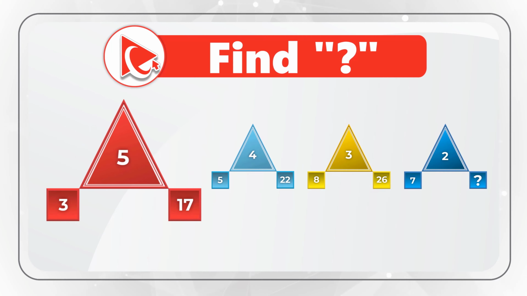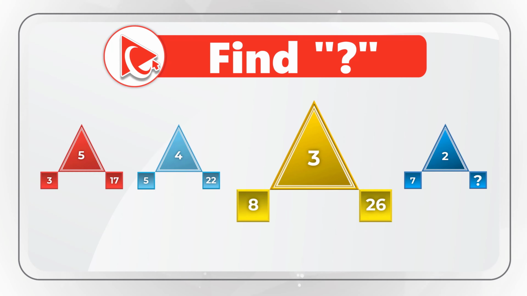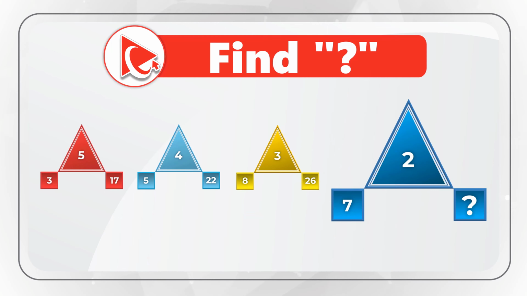The first object has number 5 inside the triangle, number 3 in the left square, and number 17 in the right square. The second object has number 4 inside the triangle, and numbers 5 and 22 inside the squares. The third object has number 3 inside the triangle, and numbers 8 and 26 inside the squares. The fourth object has number 2 inside the triangle, number 7 in the left square, and then comes the missing number inside the right square.